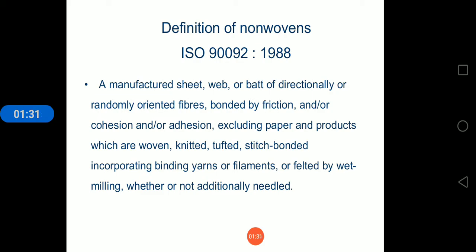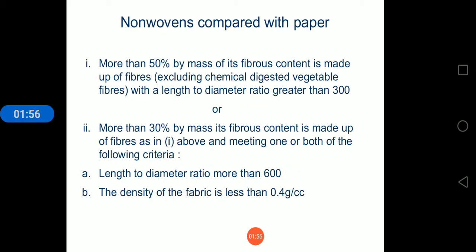Definition of non-wovens: a manufactured sheet, web or bat of directionally or randomly oriented fibers bonded by friction and/or cohesion and/or adhesion, excluding paper and products which are woven, knitted, tufted, stitch bonded incorporating binding yarns or filaments, or felted by wet milling, whether or not additionally needled.